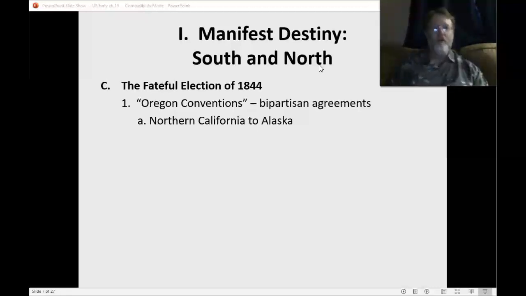They want Oregon. They want that territory. That's going to give them the foothold on the West Coast. Manifest Destiny says we need to go all the way to the ocean, so if we control the Oregon Territory, we've got it. We now have our foothold on the West. We control half of North America.